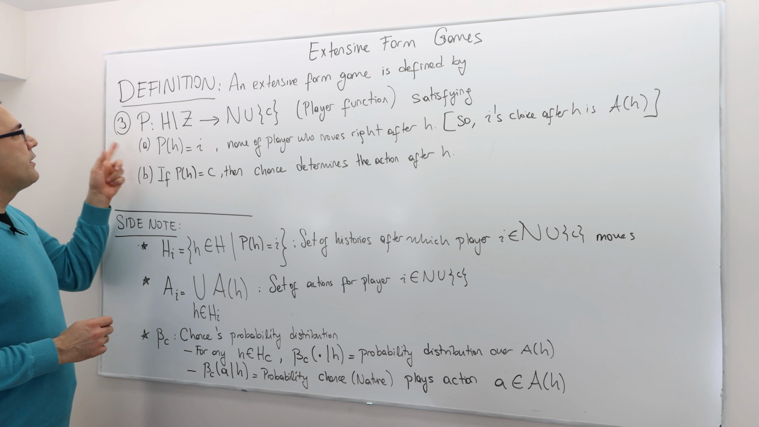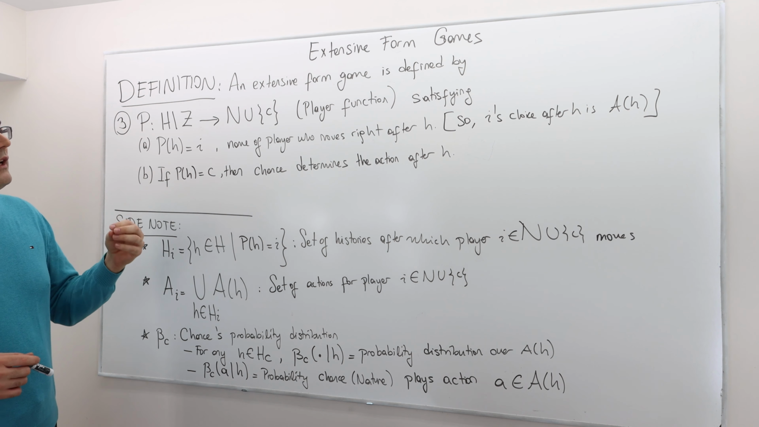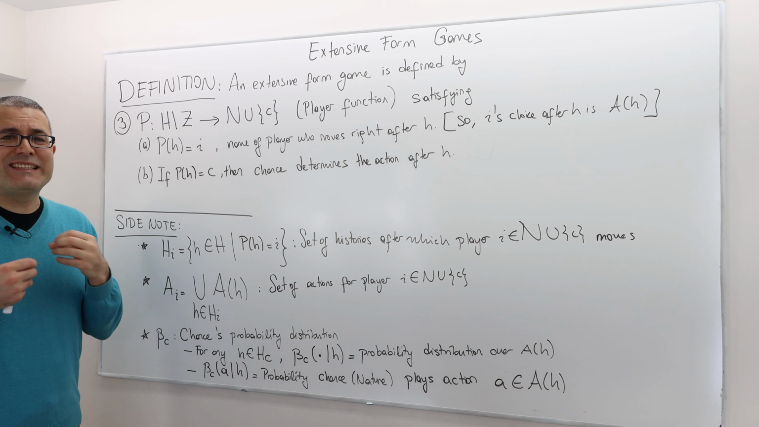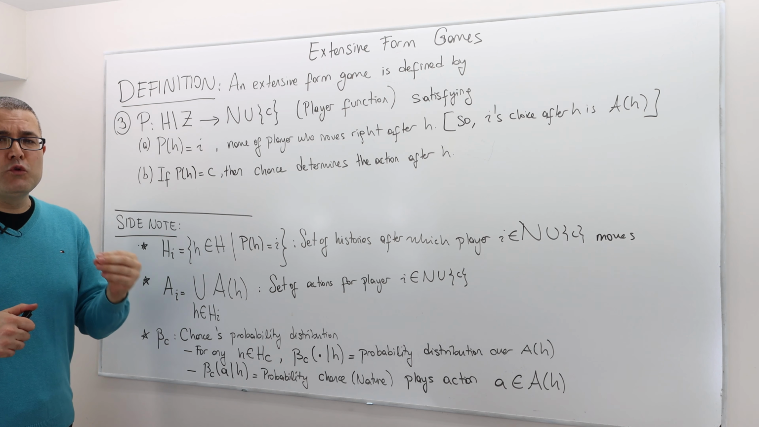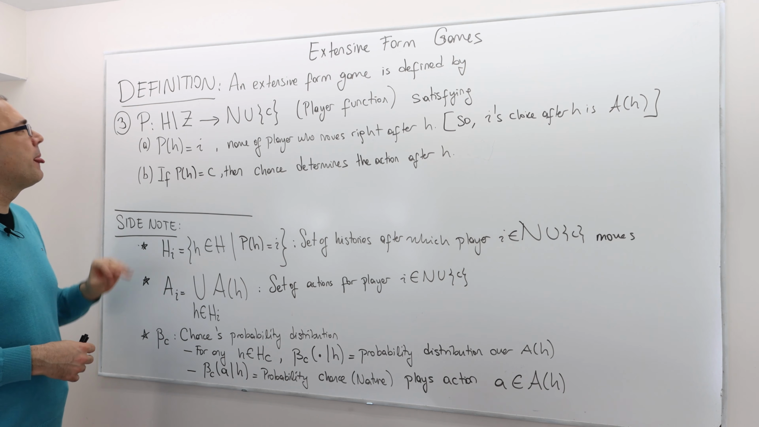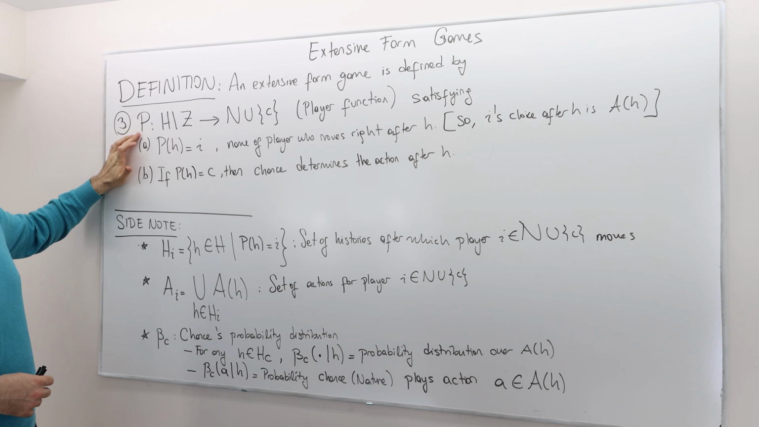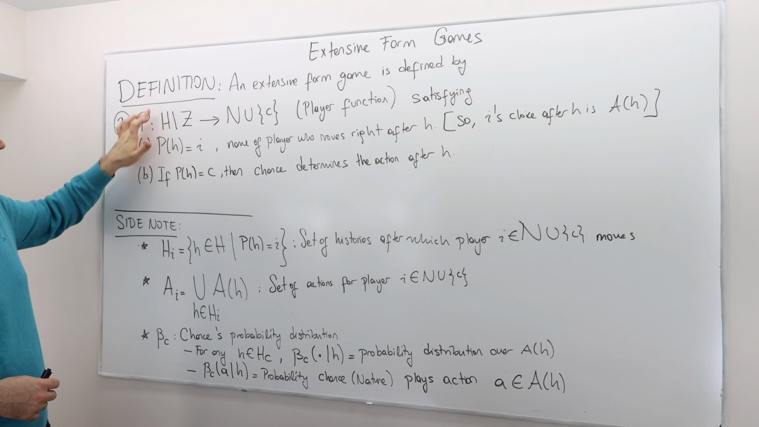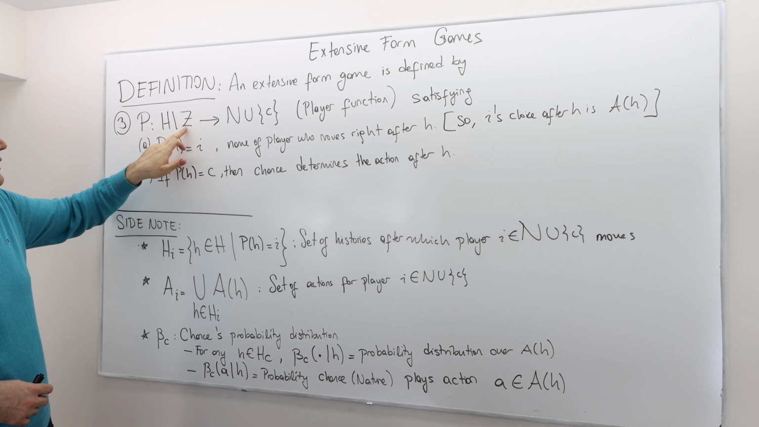Now, the third ingredient, we call it the player function. It's basically a function that tells us, or summarizes, which player moves at what point of the game. So a player function basically maps every non-terminal history, H minus Z, the set of terminal histories, into N union C, including the chance or nature.